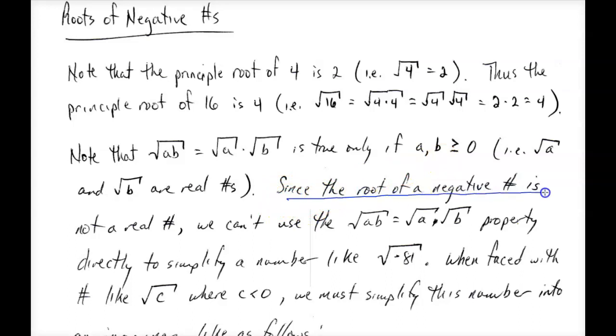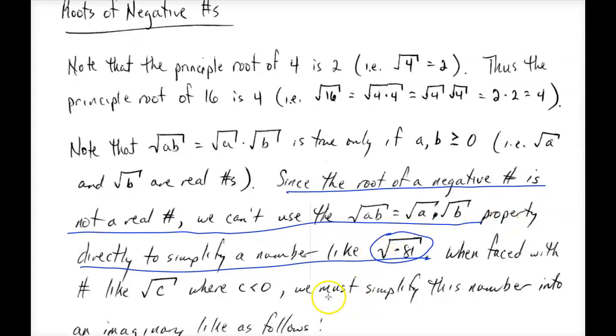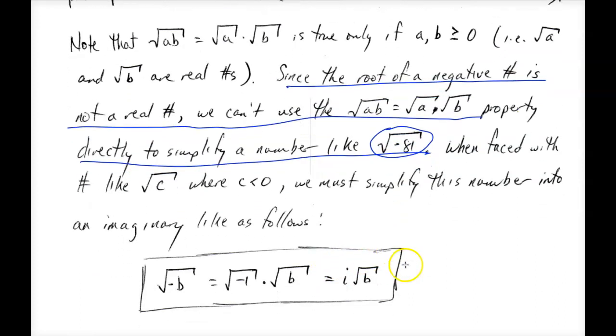So since the root of a negative number is not a real number, we can't use this particular property directly to simplify a number like this. So when we do this, we're going to have to extract out the negative portion of that number, but we have to do it the correct way. And so this is our correct way of being able to do that.